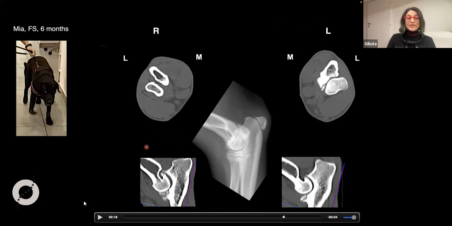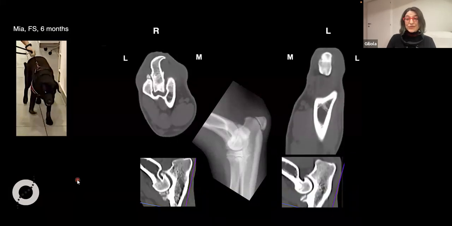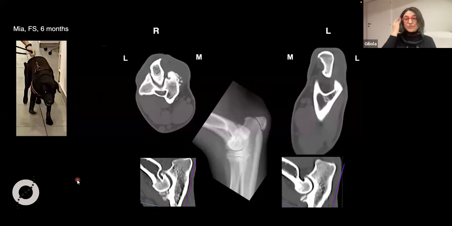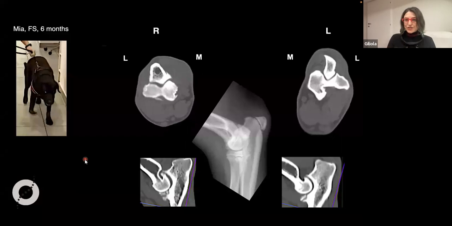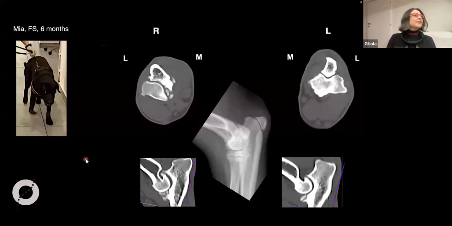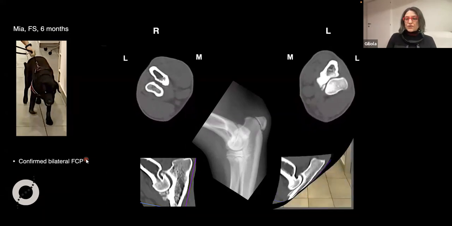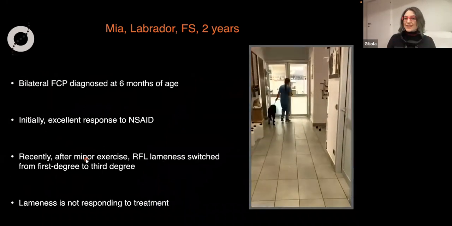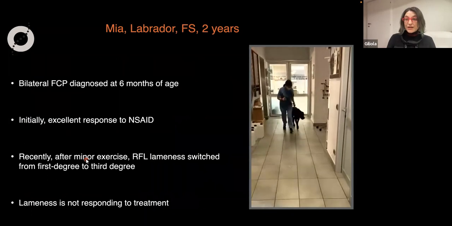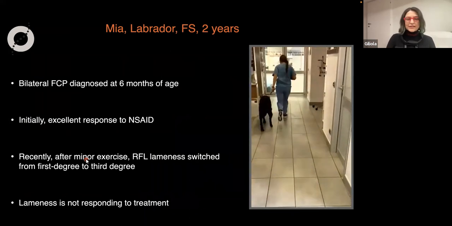We know that this patient will develop bilateral severe arthrosis. She is 6 months of age. So it's your job to start to treat this patient and try to avoid discomfort. We know that we need to manage this patient for all her life, hopefully using as little pharmaceutical as possible.